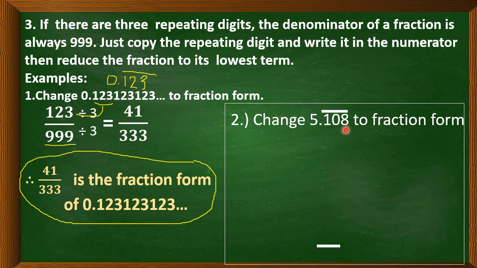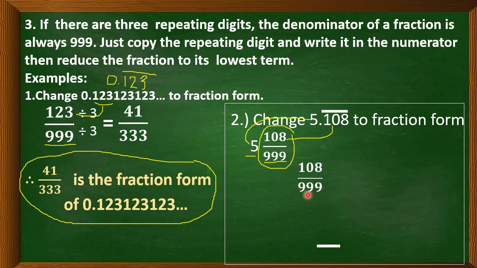Another example, change 5.108 repeating to fraction form. In here we have a whole number, so we have to write the whole number 5 as the whole number. Here we have 5, and the repeating digit will be written in the numerator, so we have 108, and of course our denominator is 999. Now we have to check if the fraction part is still reducible to lowest term. So we can reduce the fraction part. We'll just set aside 5 first.